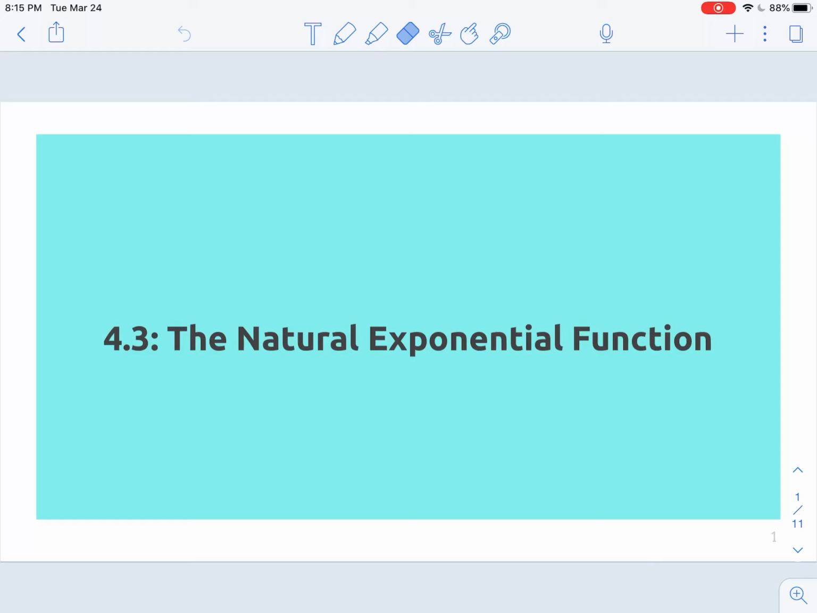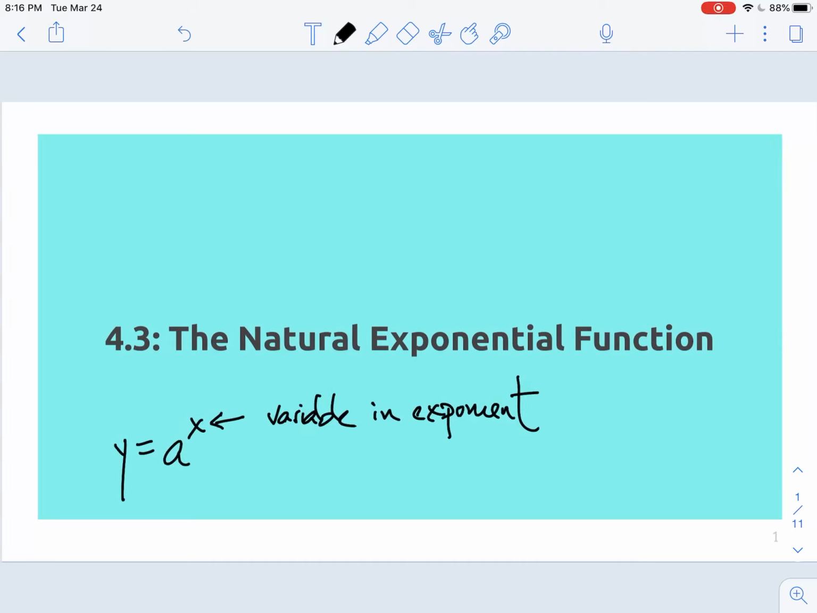All right, folks, we're here today to talk about 4.3, the natural exponential function. This is a follow-up to section 4.2, which talked about exponential functions in general. If you recall from 4.2, a regular exponential function was y equals a to the x, and it was important that the variable was in the exponent. That's what makes it an exponential function. Today we're going to talk about the natural exponential function.